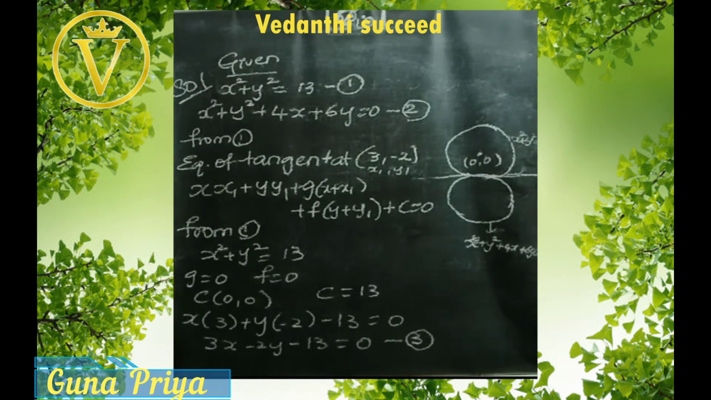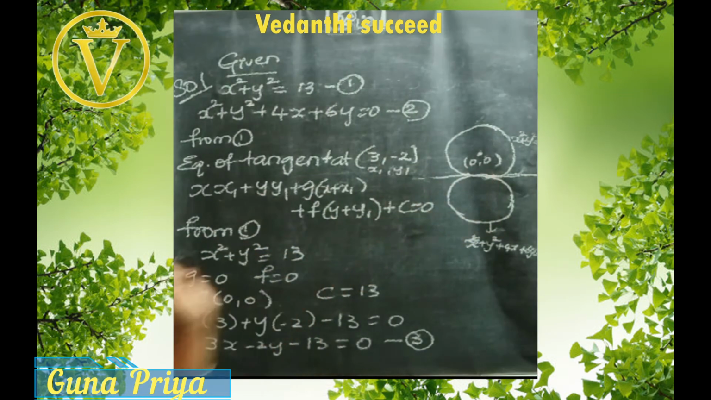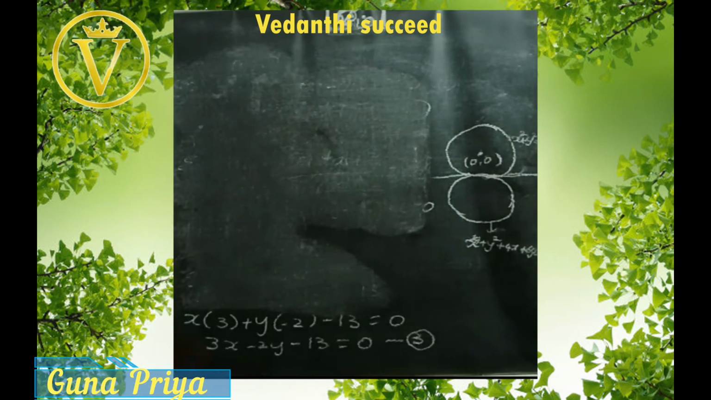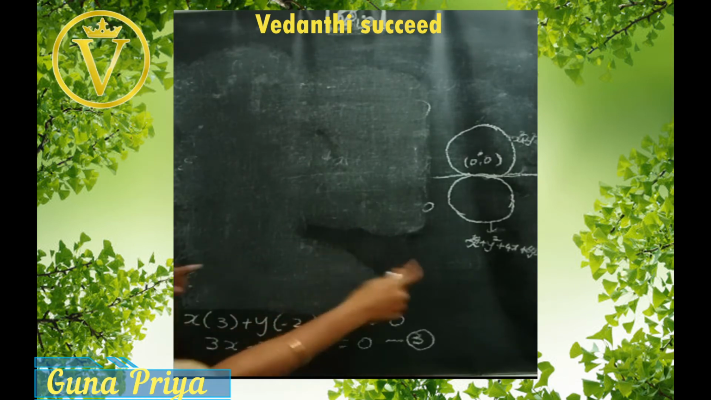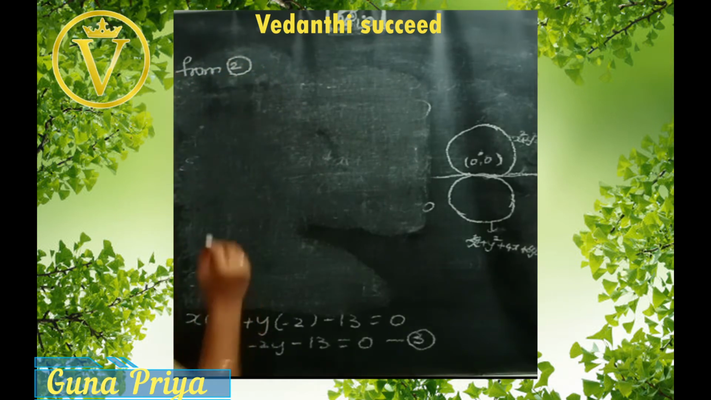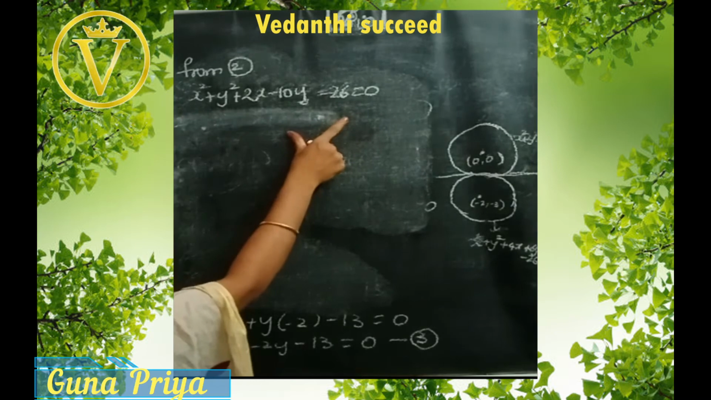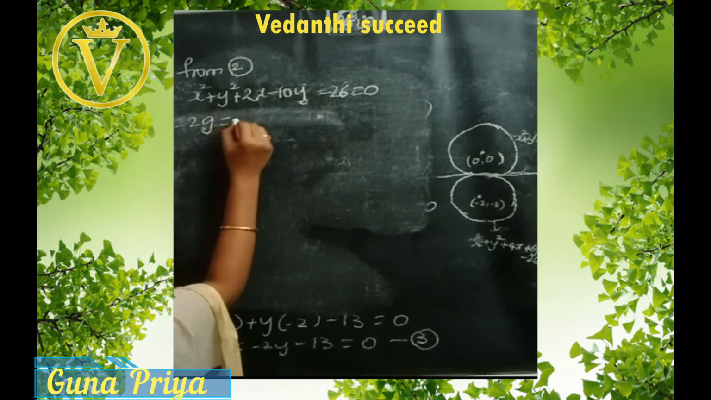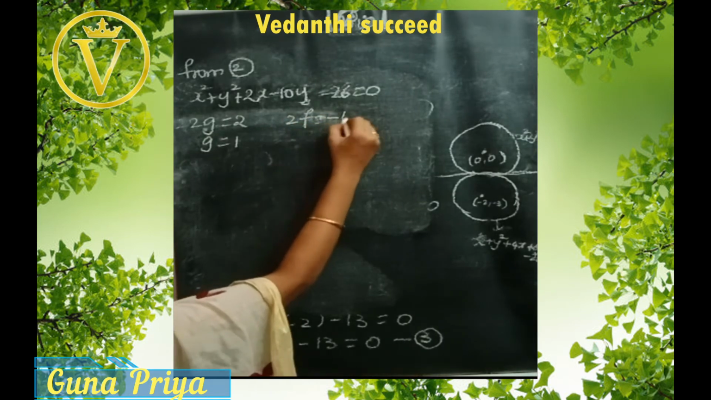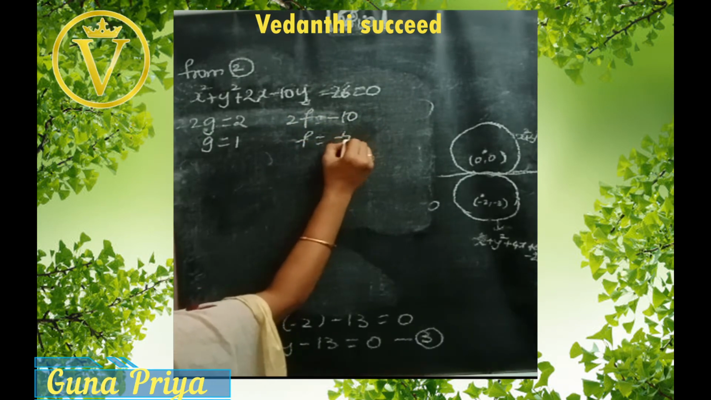Now we have found the equation of the tangent, but we have to prove that r equals d. From the first equation we have found the equation of the tangent. Now from the second equation, what is the second equation? This is the equation, right? So 2g equals 2, g equals 1. 2f equals minus 10, f equals minus 5.